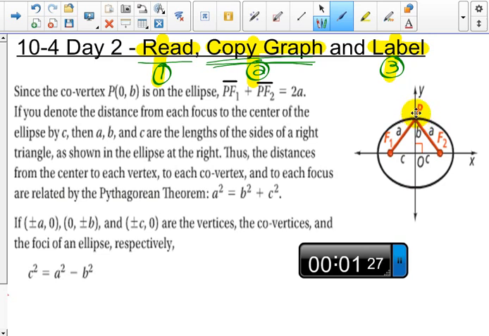So the distances from P to our focus points are the same. So if we can get this distance, we just take it as getting a and multiply it by 2. And that's what we're going to use to work the next few problems. We've got 1 more minute.